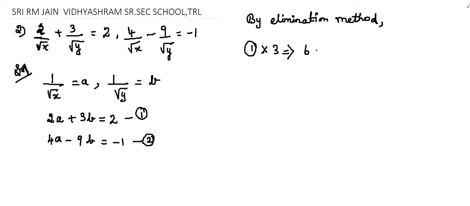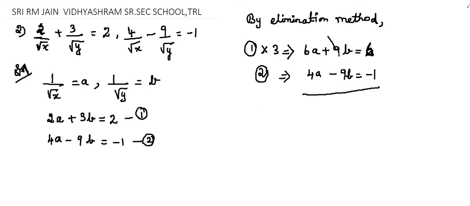3 2s are 6a plus 9b is equal to 6. And the second equation I am writing as it is: 4a minus 9b is equal to minus 1. When I add these two equations, plus 9b and minus 9b get cancelled. So when I add 6a plus 4a, I'll get 10a is equal to 5. So I'll get a is equal to 5 by 10, that is 1 by 2.